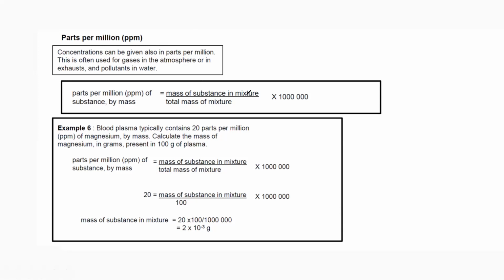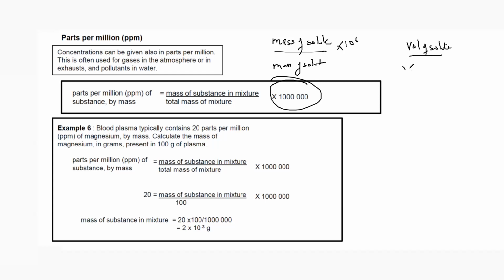So, it is the mass of a substance in a mixture divided by total mass of a mixture and multiplied by 1 million. Or you can also use the mass of solute divided by mass of solvent into 1 million, or it can be volume of solute divided by volume of solution into 1 million. So this will give us the concentration in ppm or parts per million.